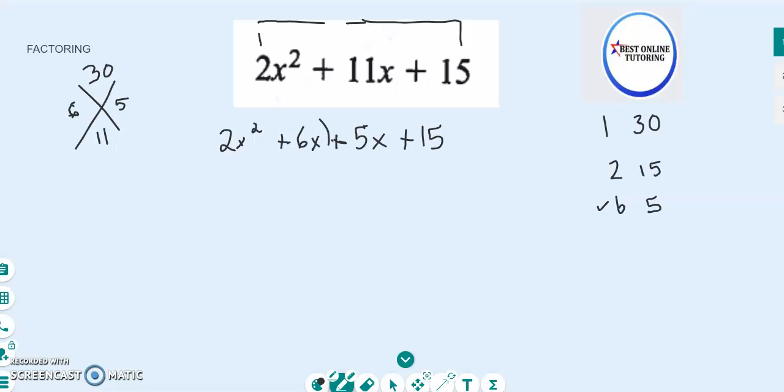Then we are going to group these. This is why it's called factoring by grouping. We're going to group these together, and we are going to factor out the greatest common factor. So between 2x squared and 6x, the common factor would be 2x. And so 2x squared divided by 2x will leave us with an x. And 6x divided by 2x will leave us with a 3.